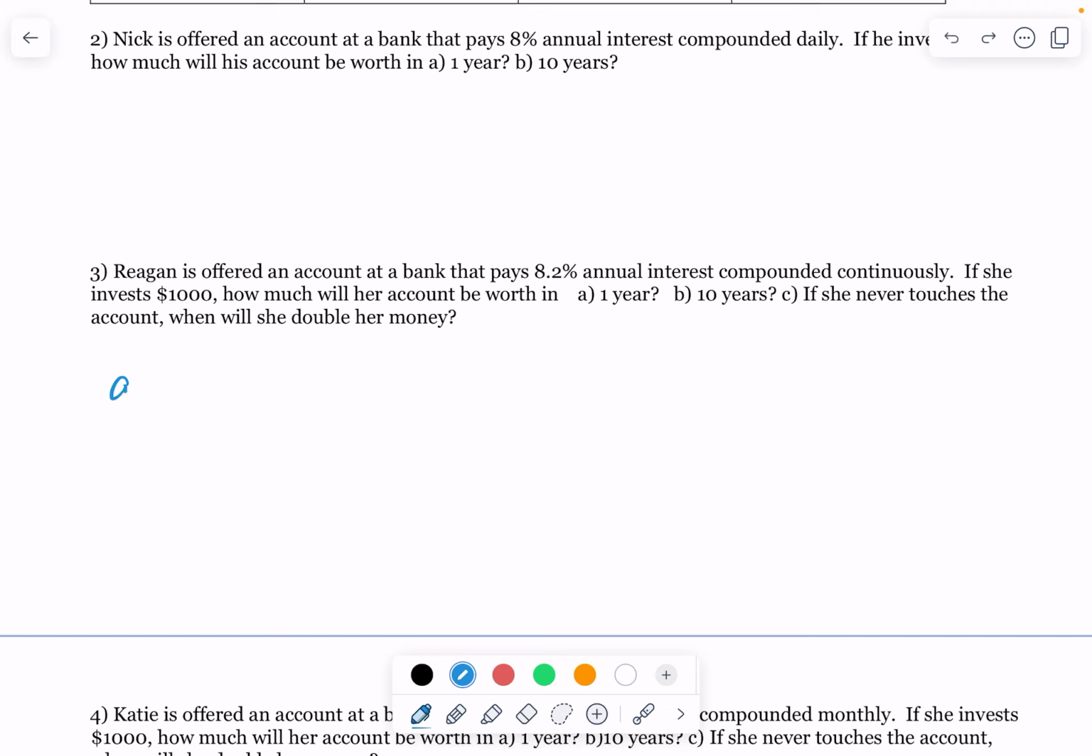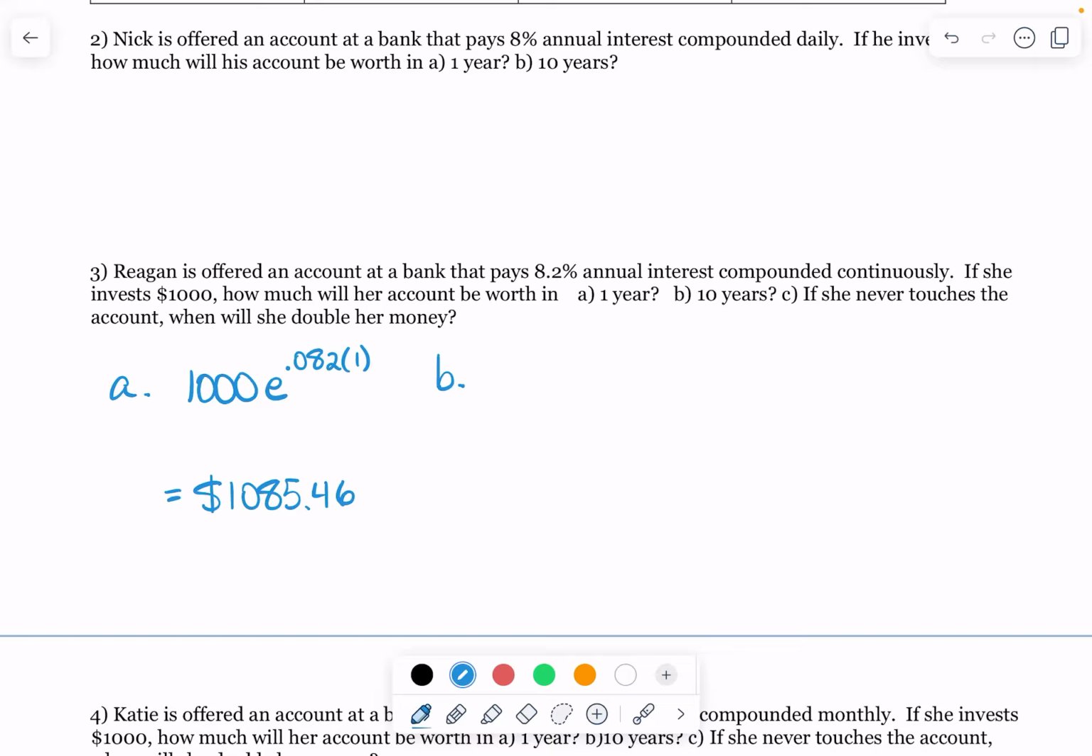Starting with part A, how much will there be in 1 year? So I'm just going to use my PERT formula. And like I said, this is simpler than the compound interest one. So it'll be 1,000, our principal, times E to the R, 0.082 times T, which is 1 in this case. If I run that on my calculator, I'm going to get that about $85 will be earned on this at the end of the year.